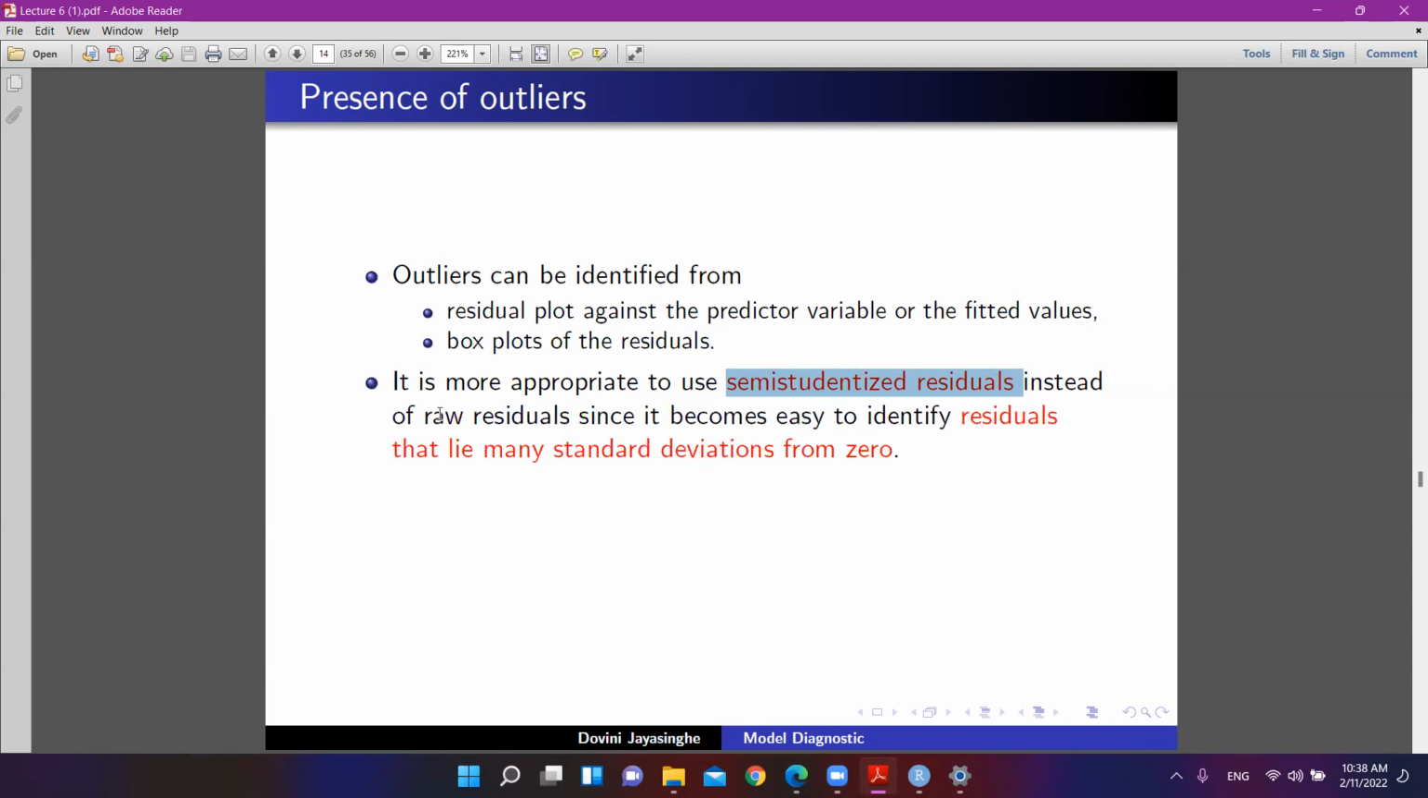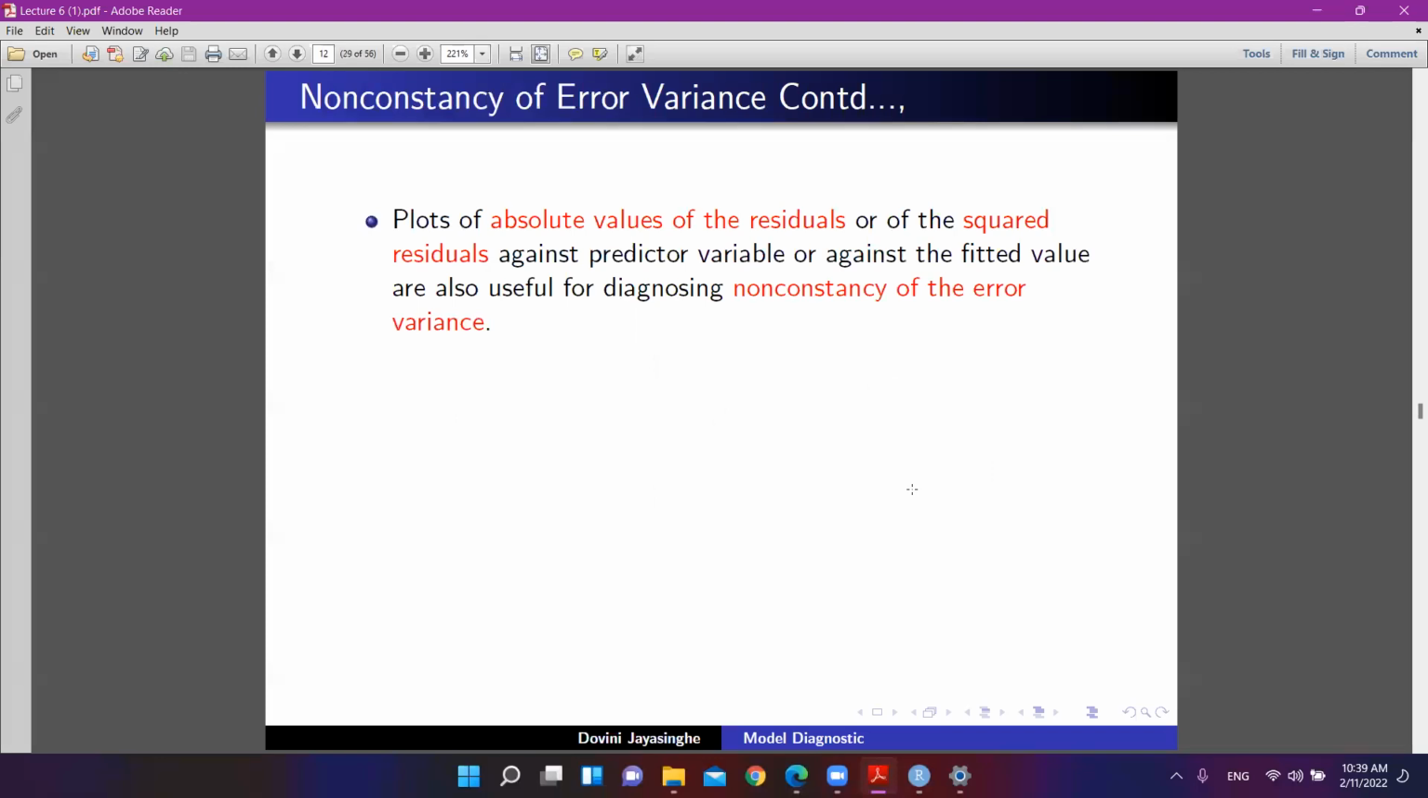It doesn't say that when you plot the residuals, you cannot identify outliers. But the residual is divided by some value, so the scale gets changed. With the changed scale, it is very easy to identify outliers if you plot this instead of raw residuals. Raw residuals means the residuals. But still, you should be able to identify outliers from both these plots. It's easy and clear enough to identify from this. It's something like this.